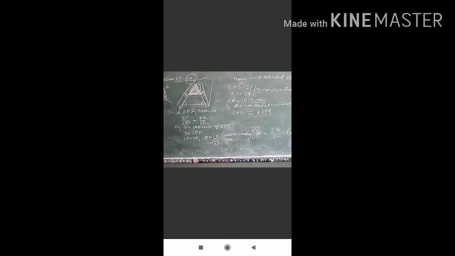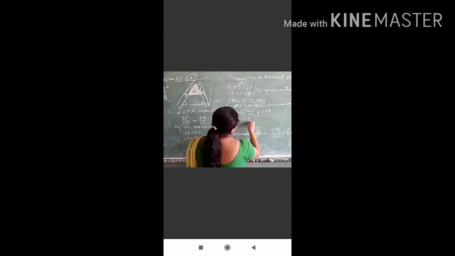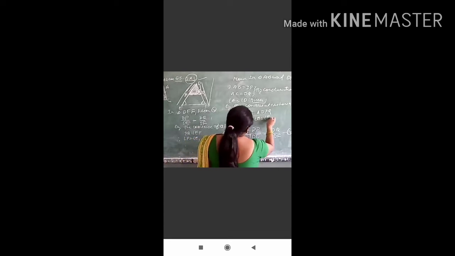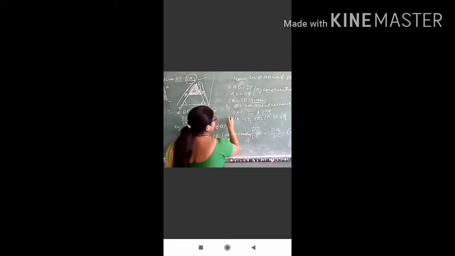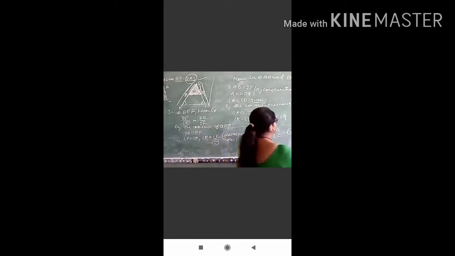Till here, you all understood? When I am talking about these two triangles ABC and DPQ, then AB is equal to DP, AC is equal to DQ, and angle A is equal to angle D is given. So by the SAS congruence criteria, both triangles are congruent. Both triangles are congruent, so corresponding parts are equal. That means angle A is equal to angle D, angle B is equal to angle P, and angle C is equal to angle Q. These are equal by CPCT, corresponding parts of congruent triangles.